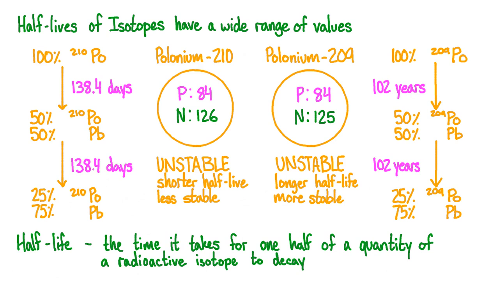An extremely unstable isotope could have a half-life of mere nanoseconds, or even shorter, while an extremely stable isotope could have a half-life over trillions of years long.